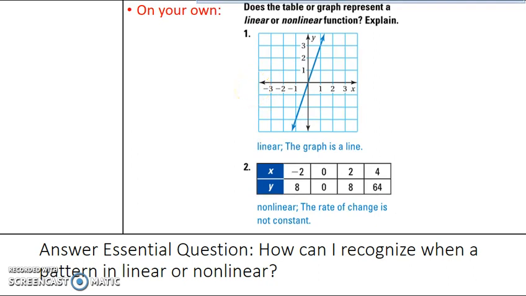Here's what we should have got. Linear makes a line. Okay, nonlinear doesn't have that constant rate of change. It goes up, sorry, it goes down and then up. So that's your big indicator. All right, your checkpoint's ready to go.